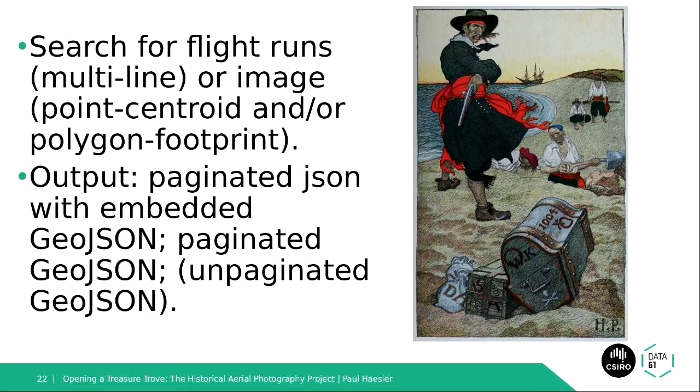We can search for either flight runs, which are multi-line geometry, so those actual plane paths we saw, or we can search for the images themselves, which we either model as a point, which is the centroid of the image, or as a polygon, which is the footprint of the full image. The output is paginated JSON. You can either have a JSON response with the geospatial elements embedded within it as GeoJSON, or we can do it the other way around, have the whole thing as GeoJSON with the metadata embedded as properties within the GeoJSON.